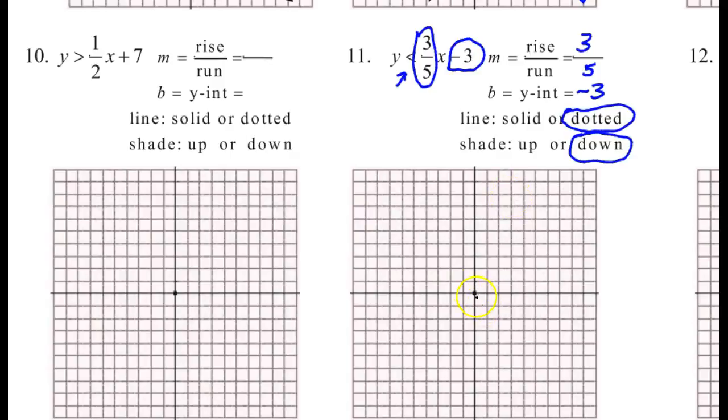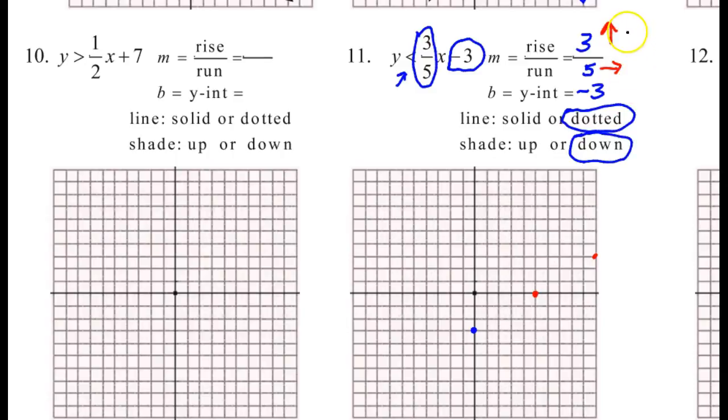So let's start at -3. So let's start in the middle, go down 1, 2, and 3. And we're going to go up 3 and right 5. So back up 3, back to the axis, the x-axis, go right 5. 1, 2, 3, 4. And we can do it again just to have a nice straight line. Up 3 more. And 1, 2, 3, 4.